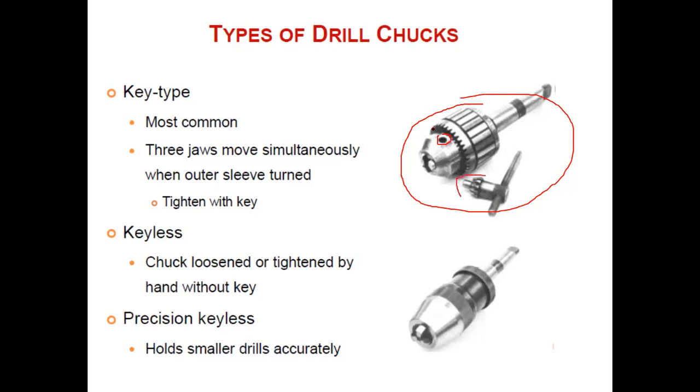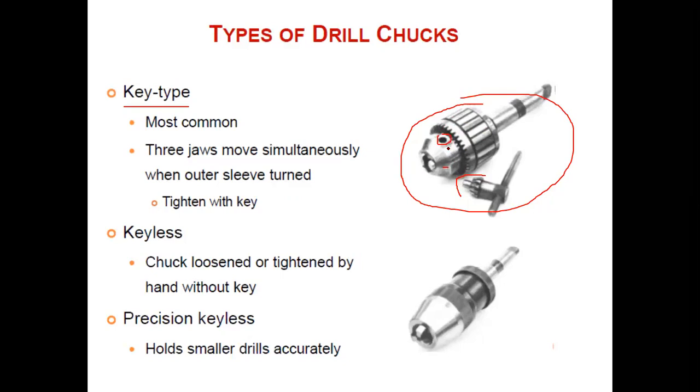If you insert a key here and rotate it, the jaws move outward or inward. If you want to remove the tool, you rotate in one direction so the jaws go the other way, giving more space, and you can insert the cutting tool. Once you insert the cutting tool, you rotate in the other direction so the jaws come close and hold it firmly. Keyed chucks are very commonly used in the drilling machine. The three jaws move simultaneously when the outer sleeve turns. Inside there is a sleeve mechanism, so it rotates a sleeve plate.